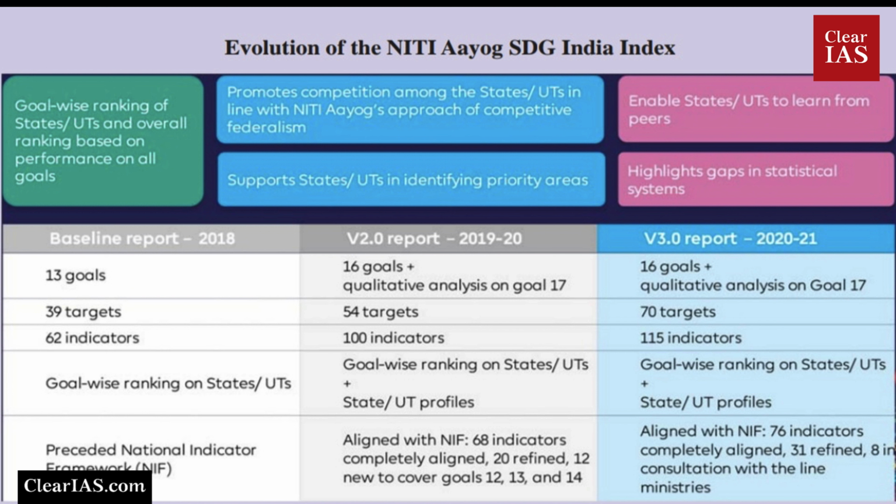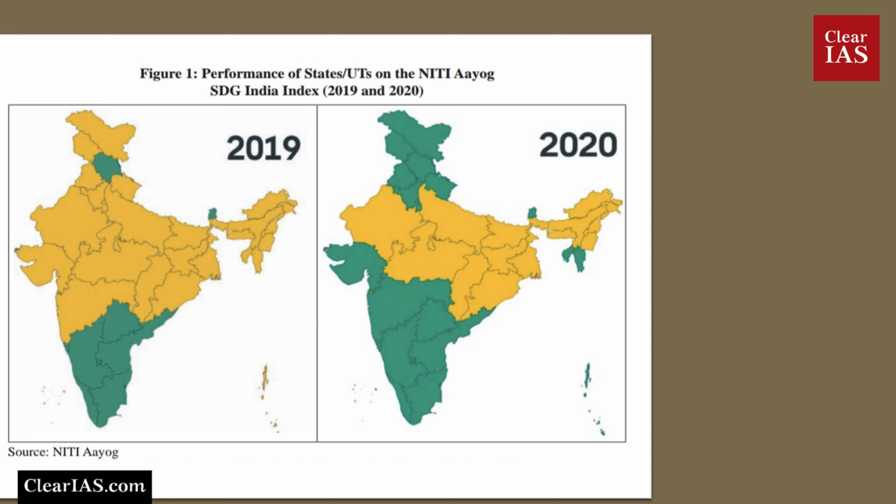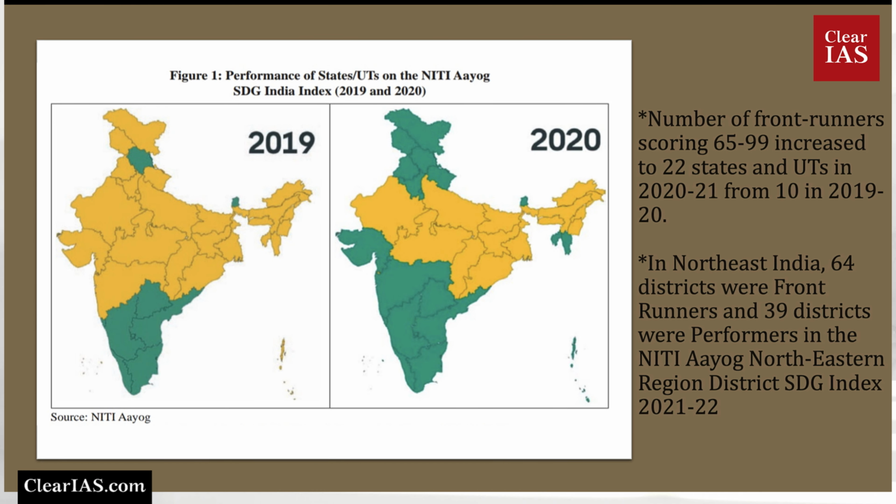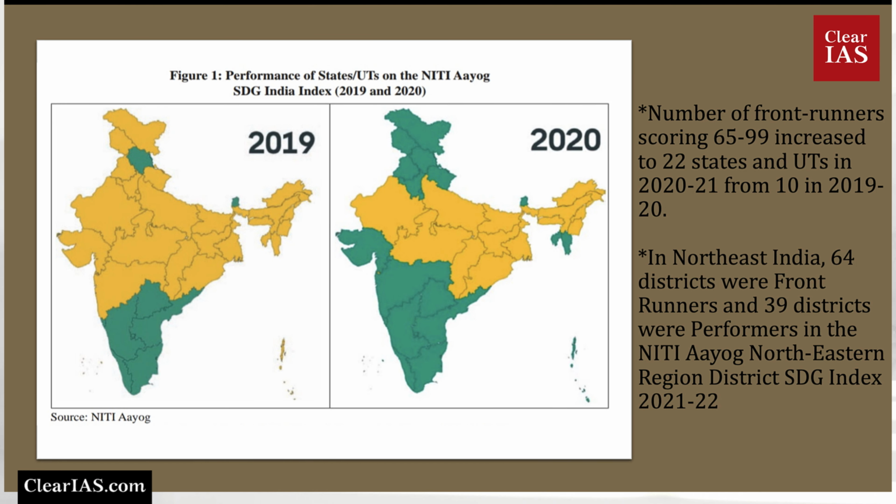The 2018 baseline assessment is not strictly comparable with later assessments due to its lower coverage of targets and indicators. These figures show the performance of states and union territories on the Niti Aayog SDG India Index in 2019 and 20. The number of front runners scoring 65 to 99 points increased to 22 states and union territories in 2020-21 from 10 in 2019 to 20.